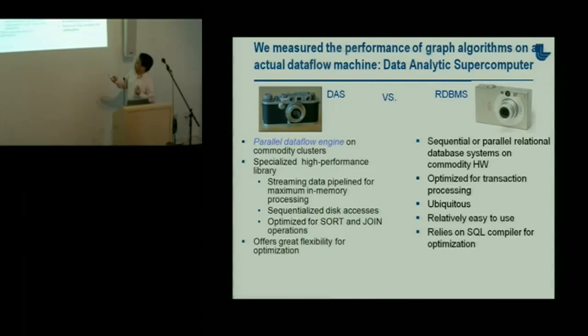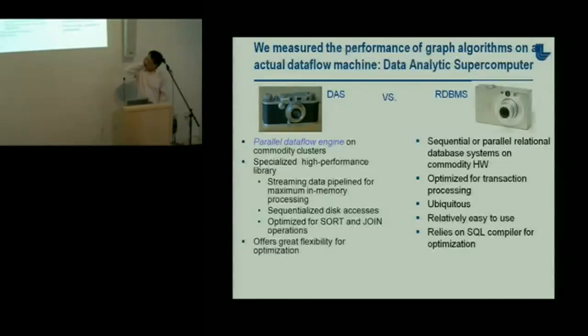It has the ability to stream the data through the data flow diagrams, and it processes this data in memory in a pipeline fashion. Its disk access is all sequentialized to reduce arm movements and get faster disk access. The designers of this system did a really nice thing. They realized that data manipulation is really only two very important operations, sort and join. So they optimized the heck out of these two and built a system around these two constructs.